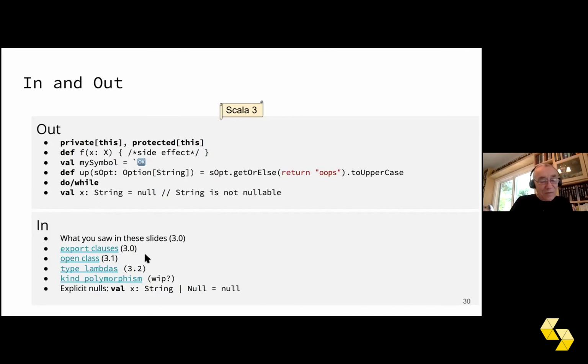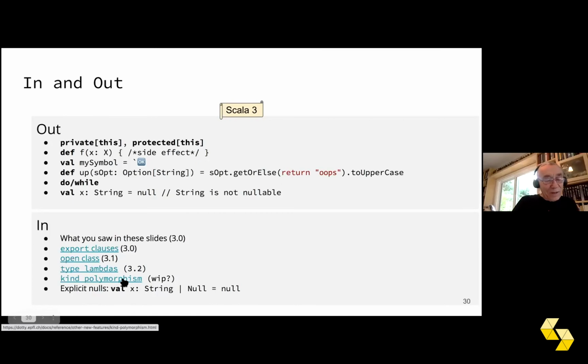And what you saw in these slides, export clauses, so you can export stuff. I didn't talk about export. Open classes in Scala 3.1, type lambdas in 3.2, unfortunately, because everybody loves type lambdas, but hates to write them. We need them, but we hate to write them. Kind polymorphism is work in progress, but it's available. And what we can have is explicit null. So nulls are available, but you have to be aware. It's like an is-nullable annotation in Java.